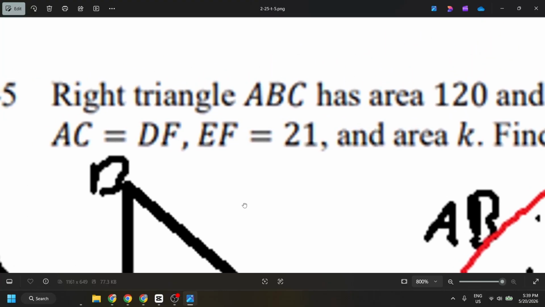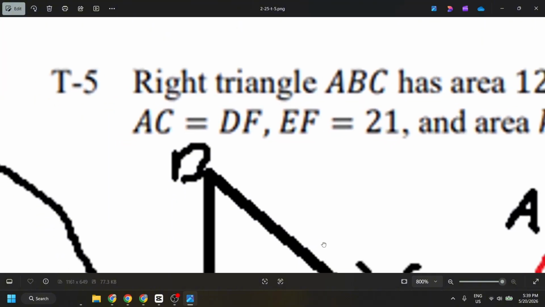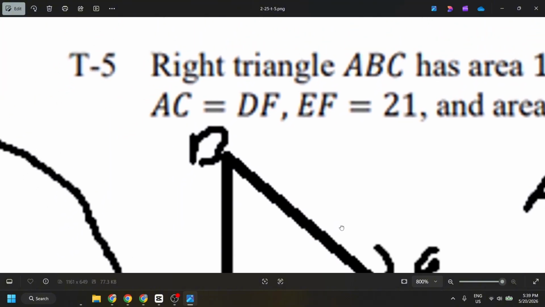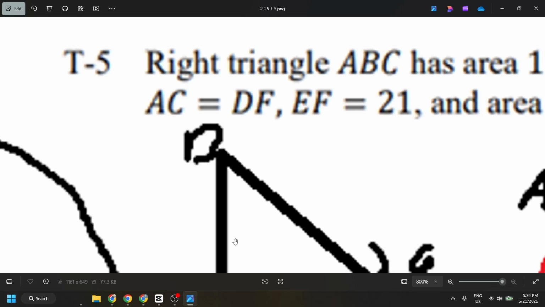This is one of my least favorite problems that I've ever done. I just really hate it because I hate law of cosine and sine. But I guess you guys will see how I do with it.